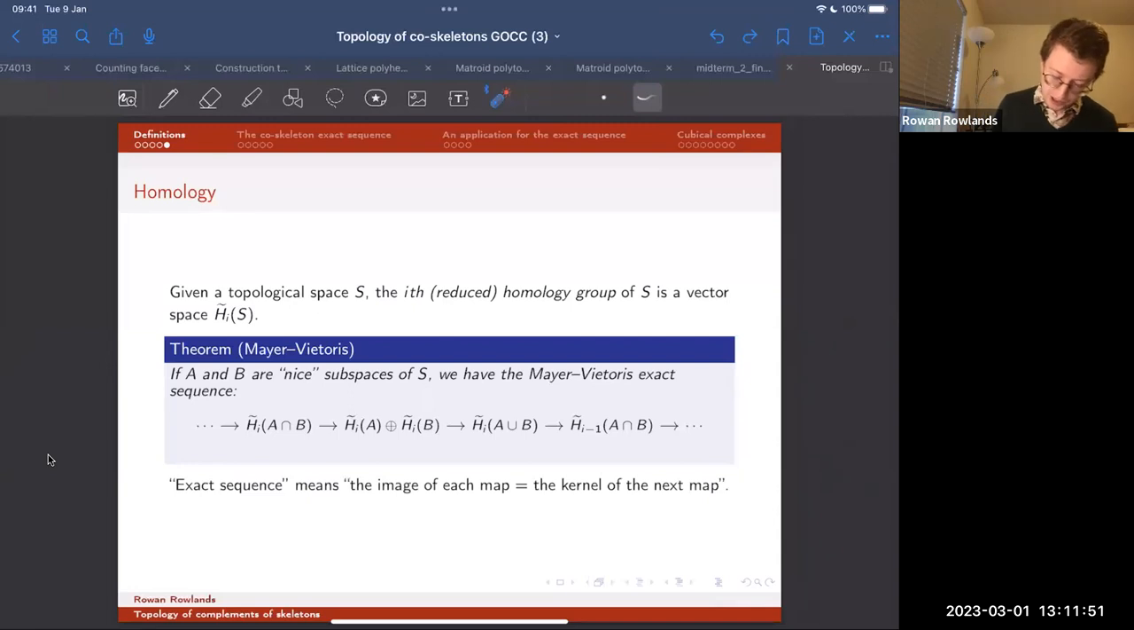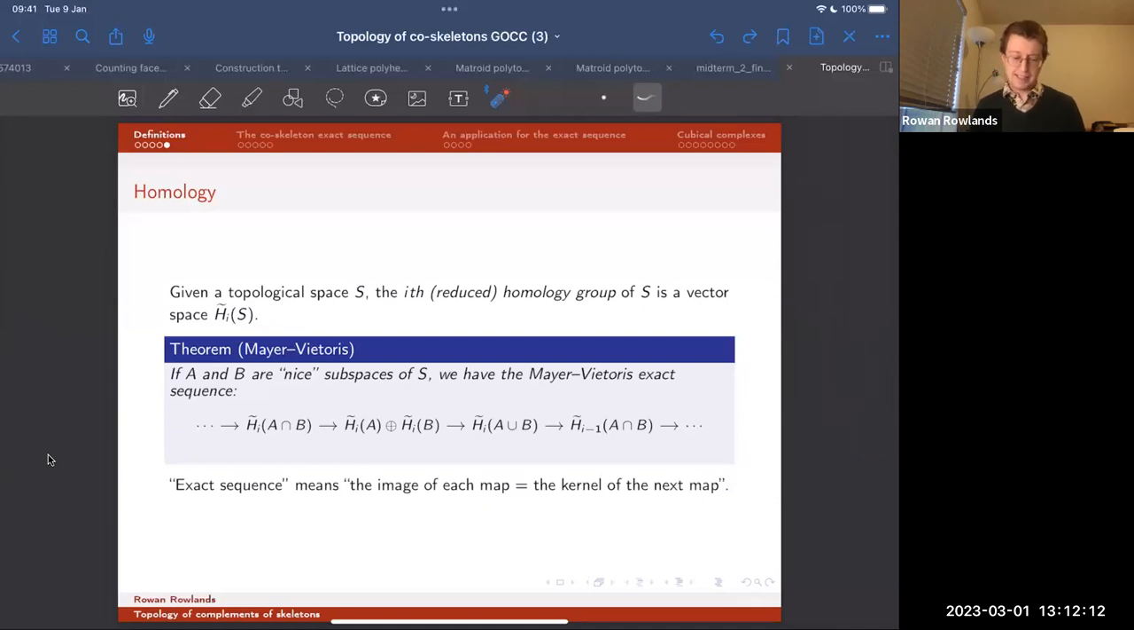So if you have a topological space, you can define something called the ith homology group of that space for any integer i. Sometimes it's a group, but today it's going to be a vector space that we assign to our topological space, and it's denoted like this, tilde H subscript i of S.